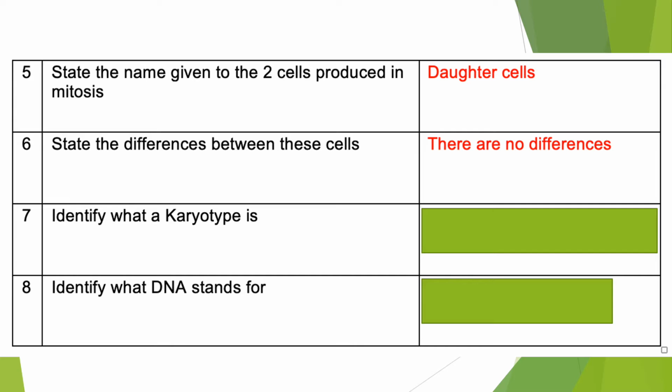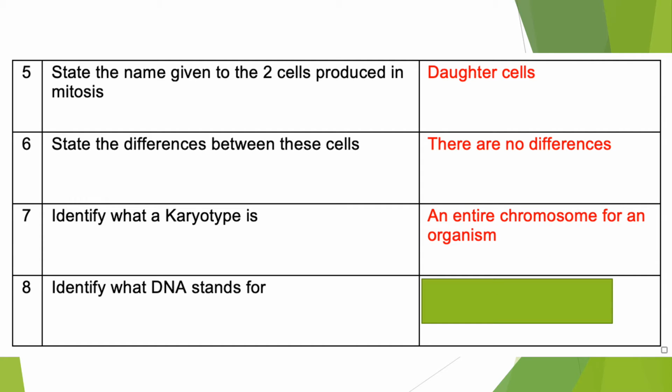Number 7, identify what a karyotype is. So remember that when we were talking about chromosomes and genes, we did mention karyotypes, and this one is basically your entire chromosome set for any organism. So for human beings, your karyotype might be the picture of the 23 pairs of chromosomes, those 23 pairs of X's that you see in the previous lesson. Okay, so that's your karyotype.